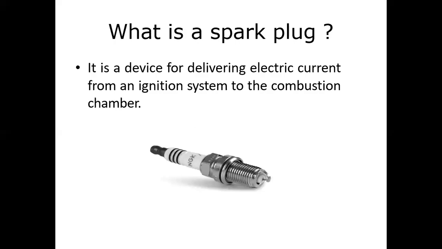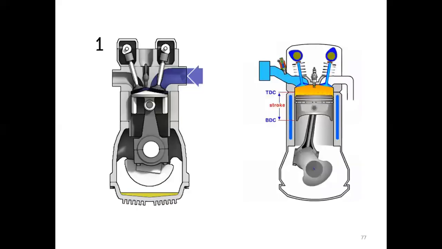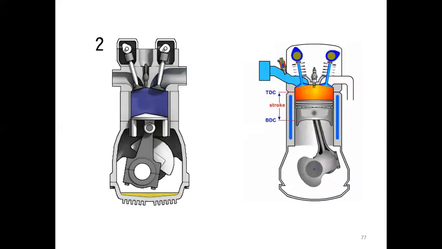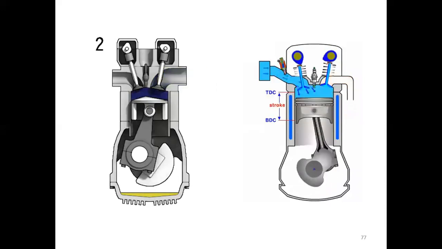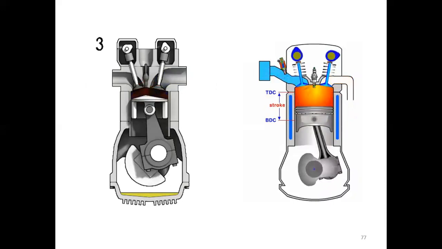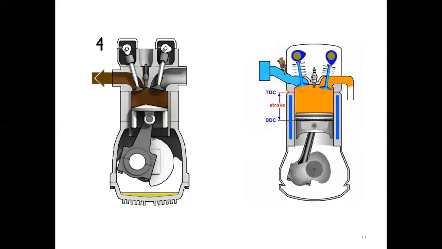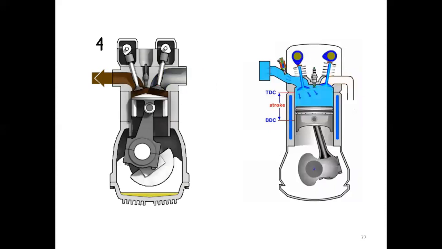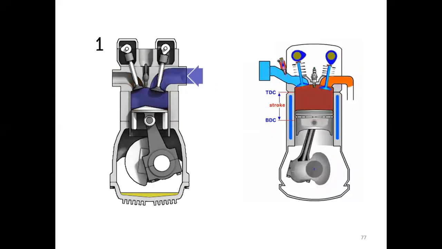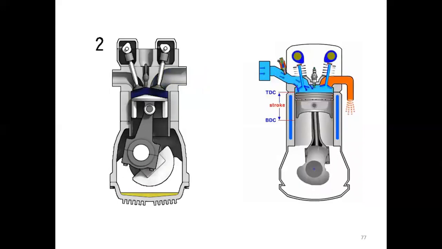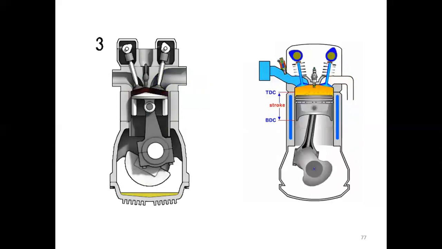So what is a spark plug? It is a device for delivering electrical current from an ignition system to the combustion chamber. This is the working of the spark plug. In the right side animation, we have the spark. When the spark is enabled, the piston automatically goes to the initial downward condition. This is the main part of the spark plug. Mainly the spark plug is used in petrol fuel injection engines.